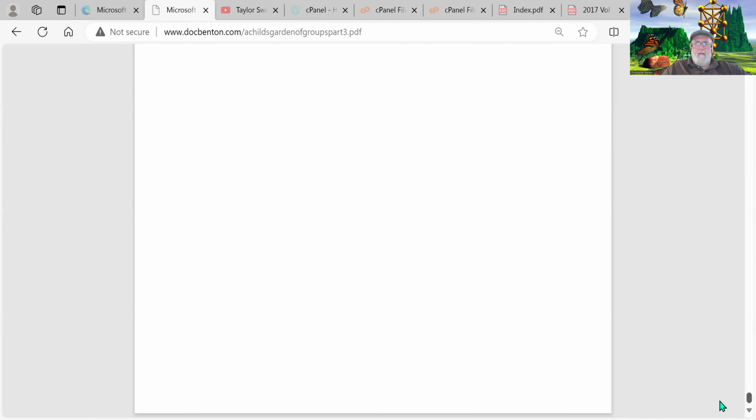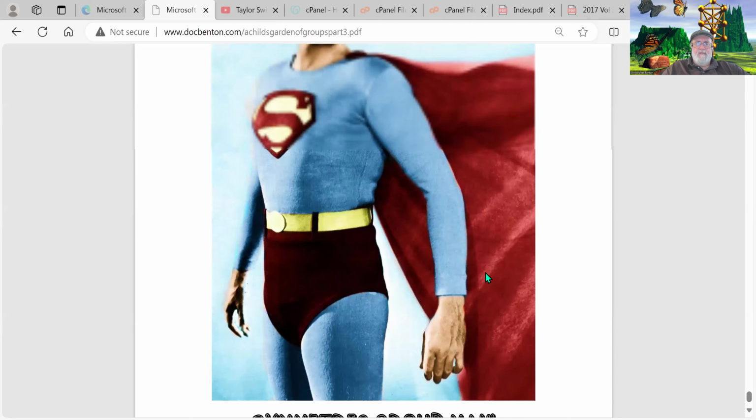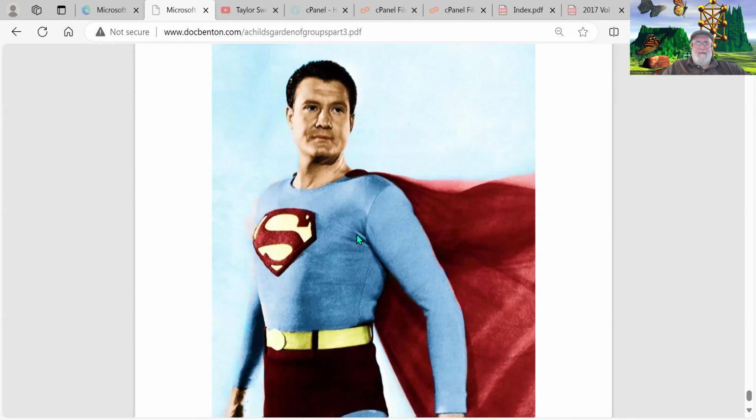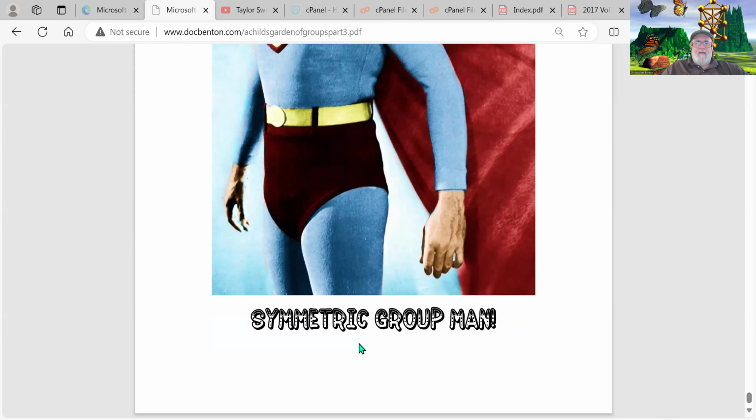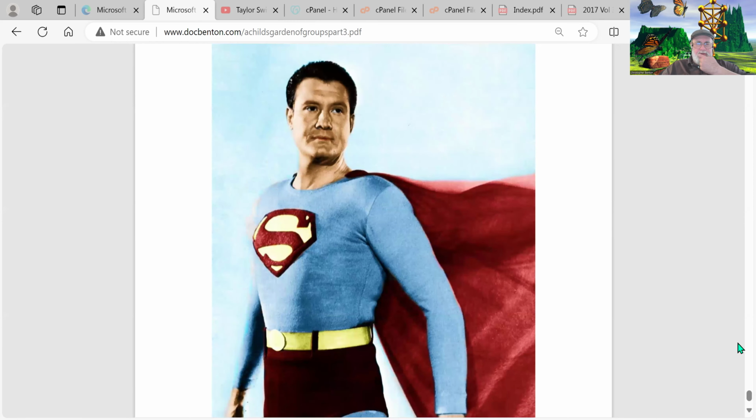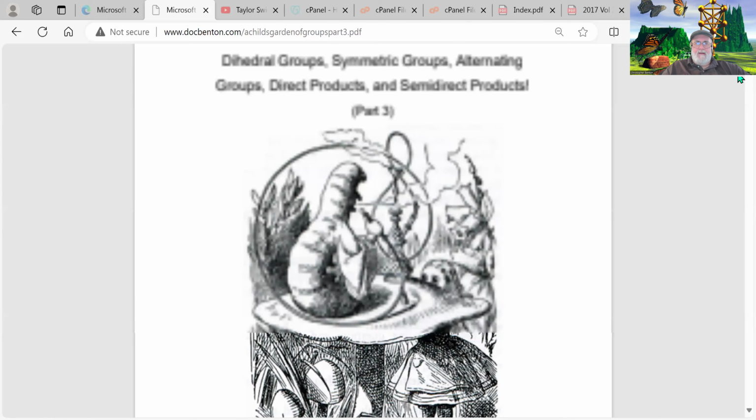At the very end, let's see, I probably have another picture. Oh, yes. The S here, of course, stands for Symmetric Group Man, the man of groups, able to form quotient groups in a single bound. Well, let's go back up here.